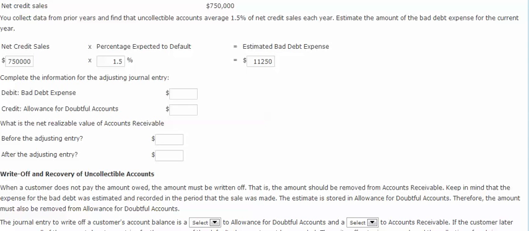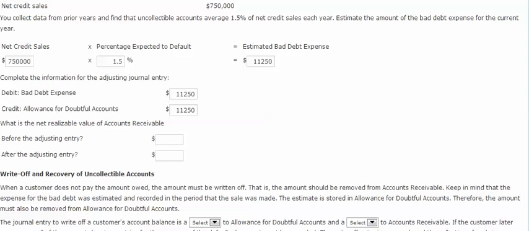Next, complete the information for the adjusting entry. Bad debt expense, 11,250, and credit the allowance for doubtful accounts, 11,250. So we're just going to be entering that percentage, or that amount based on a percentage, to the account. That's going to be our journal entry.